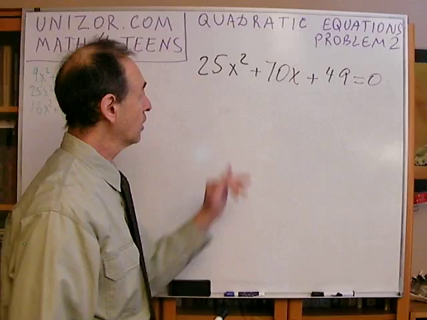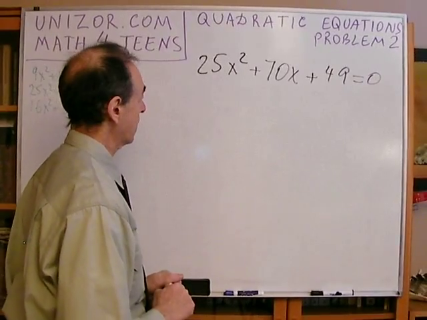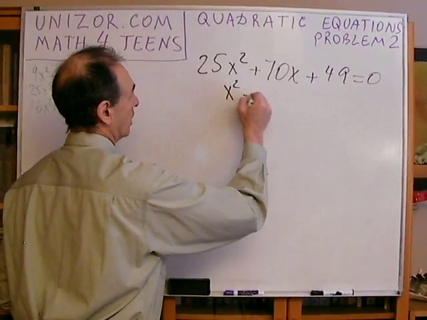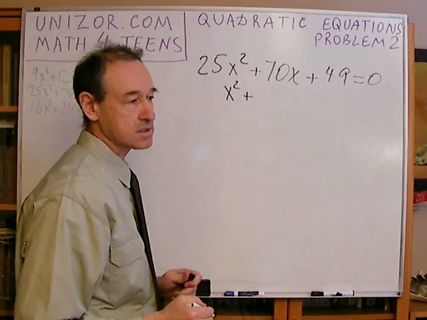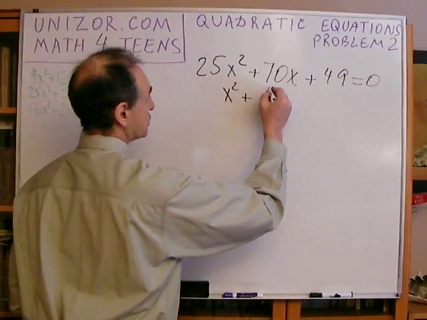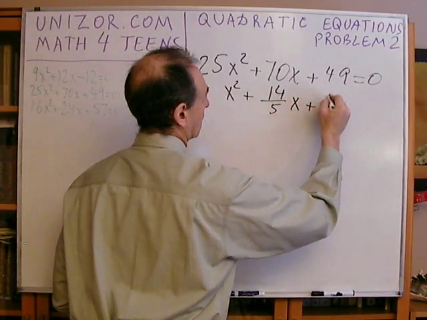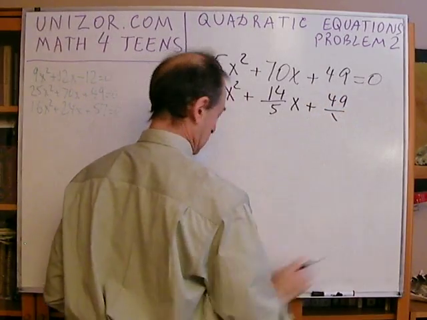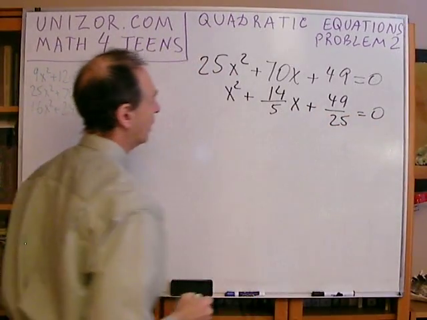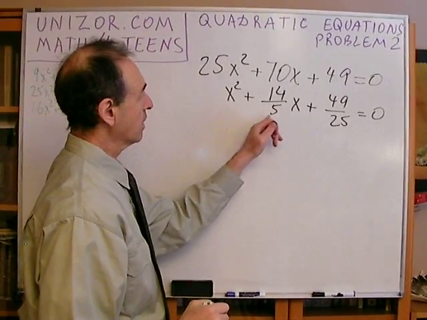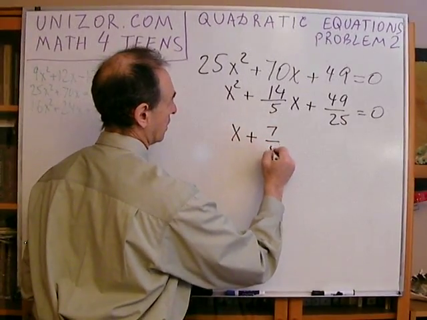Again, as usual, we reduce by 25 to get 1 as a coefficient with x. So we will have x squared plus 70 over 25, which can be reduced by 5. 70 is 5 times 14, so it will be 14 over 25 reduced by 5, which is 5, so 14 over 5 x, plus 49 over 25.